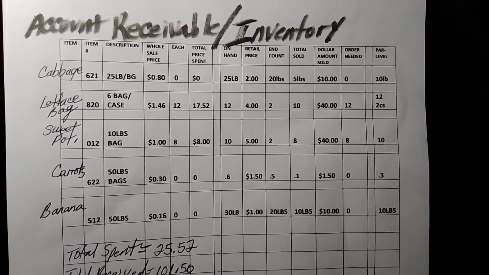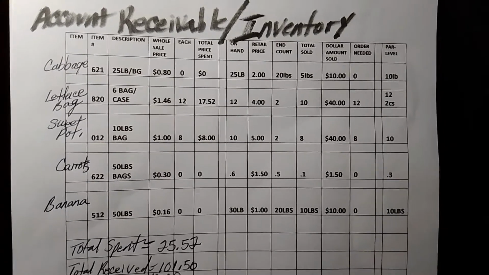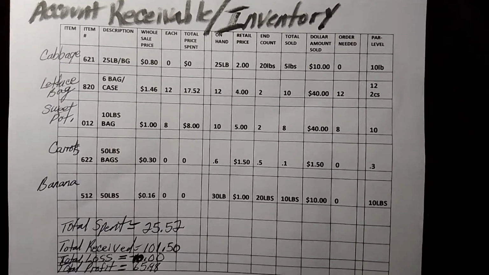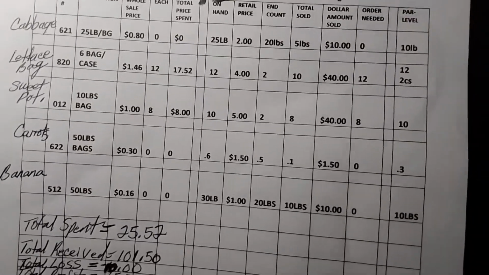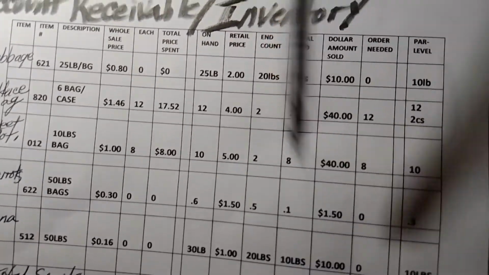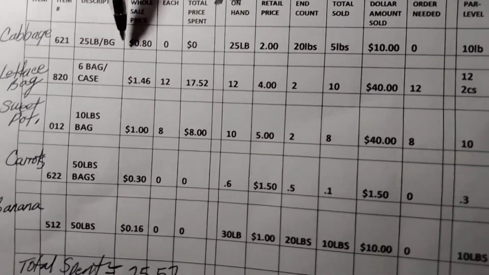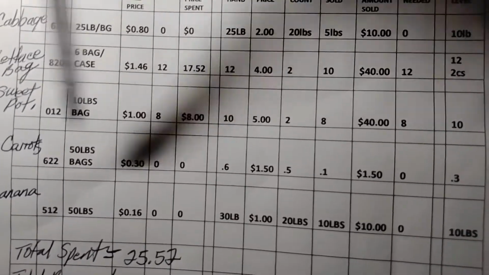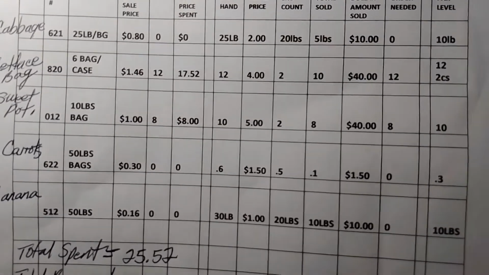Now, you see how we have it? This is your produce sheet, accounts receivable, and you got your cabbage and your lettuce bags. This is accounts receivable. Remember, we don't worry about the inventory part yet because we haven't counted inventory yet. We haven't did that. This is all accounts receivable. You gonna put everything in your store on accounts receivable.